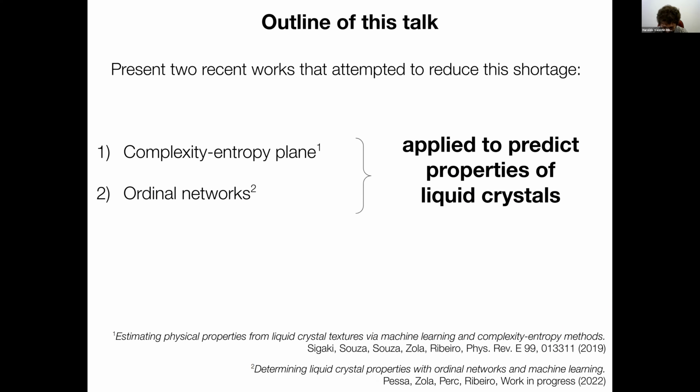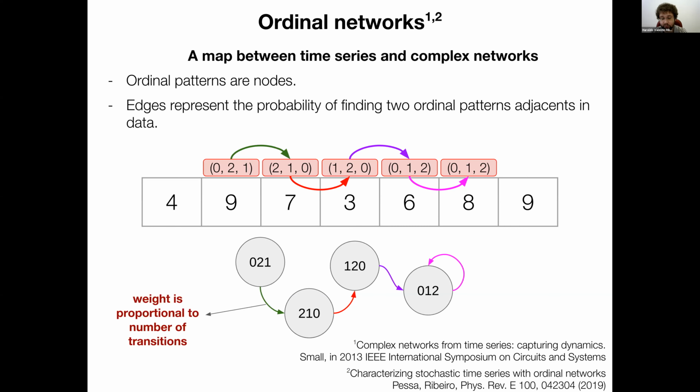So it's a good feature of this model. Okay, and basically that's what I have to say about using the complexity-entropy plane. I will now move to the second part, where we will use ordinal networks. First, I need to say what an ordinal network is.